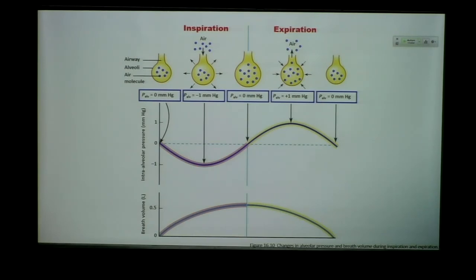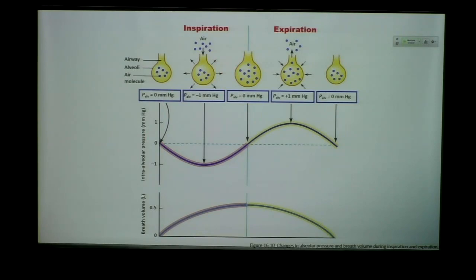So we start off with inspiration. So we're starting from a place of rest, right? At rest, atmospheric pressure, 0, alveolar pressure, 0, no air is moving. And then we gradually decrease that pressure by increasing the volume, right? So we expand our thoracic cavity by contracting the external intercostals, and contracting the diaphragm so it flattens out. And that increase in volume is what drops this pressure to -1, right? So from 0 to -1.